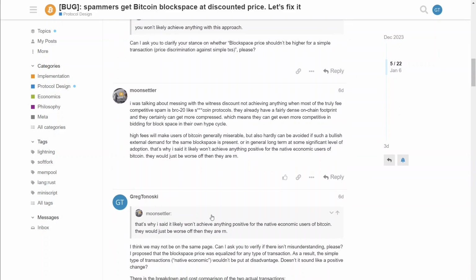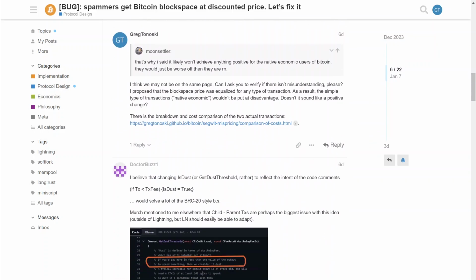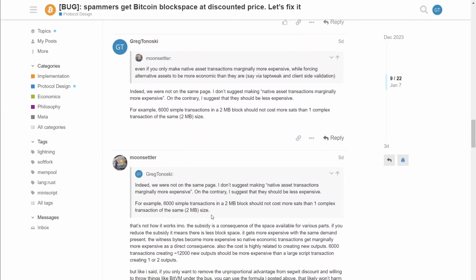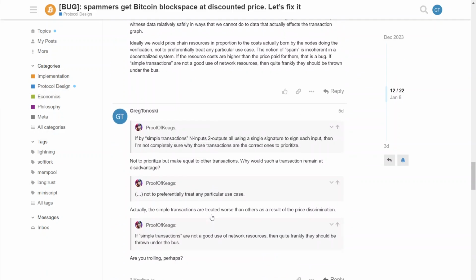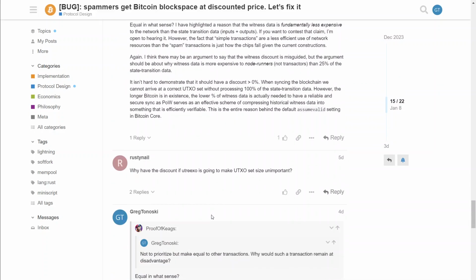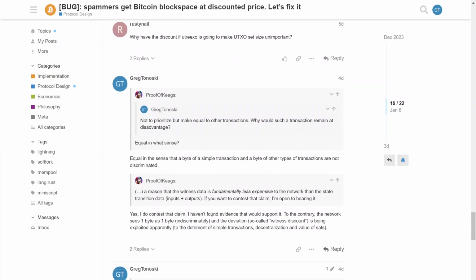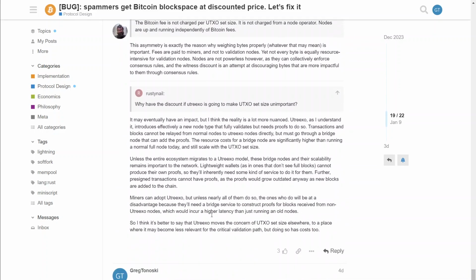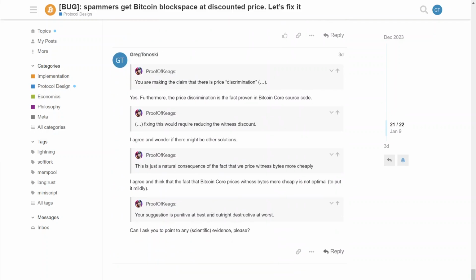And the conversation is still open, and there is still no consensus. It's not clear to me if there is any plan to tackle this problem, to review the Segwit discount and fix the issue. Just showing the conversation.